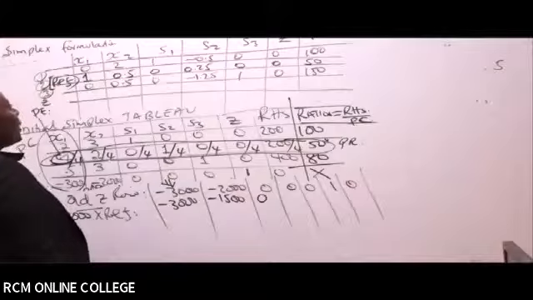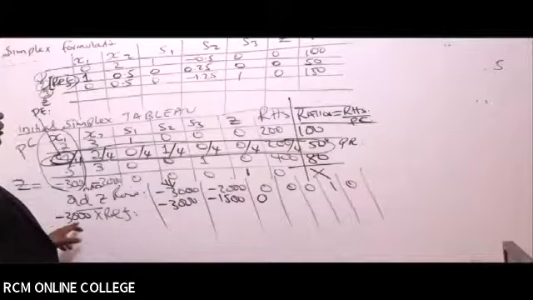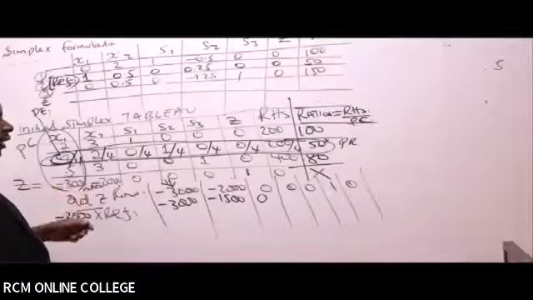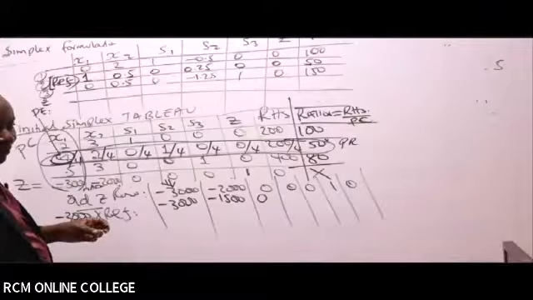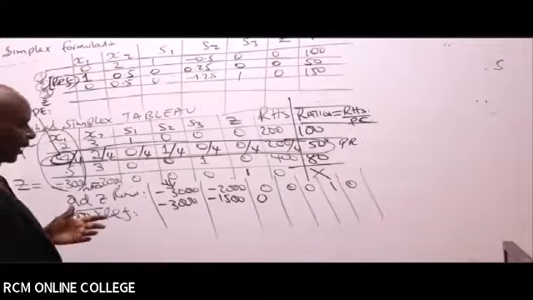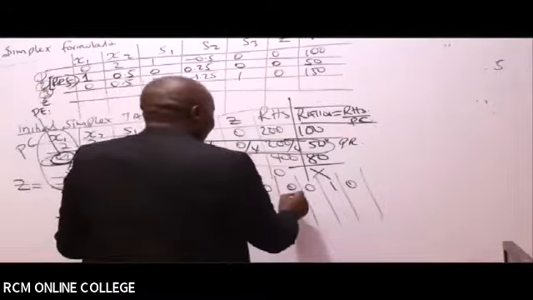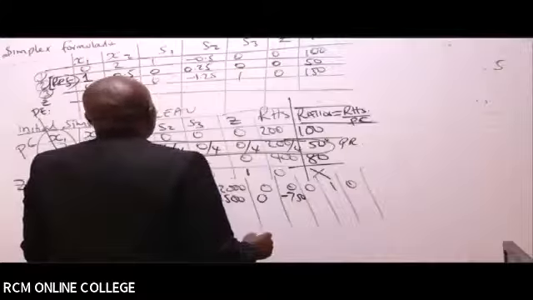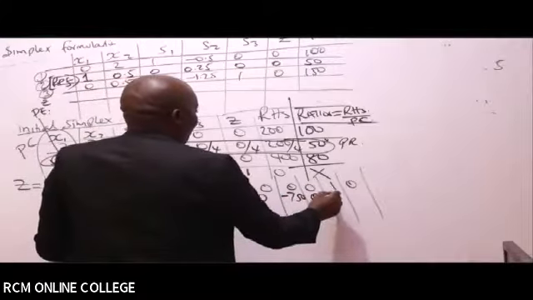Minus 3,000 times 0.25. Can somebody give me this? What figure are we getting? Minus 750, right? So we have here minus 750, minus 750. Then in this case we have 0, 0, 0, 0.